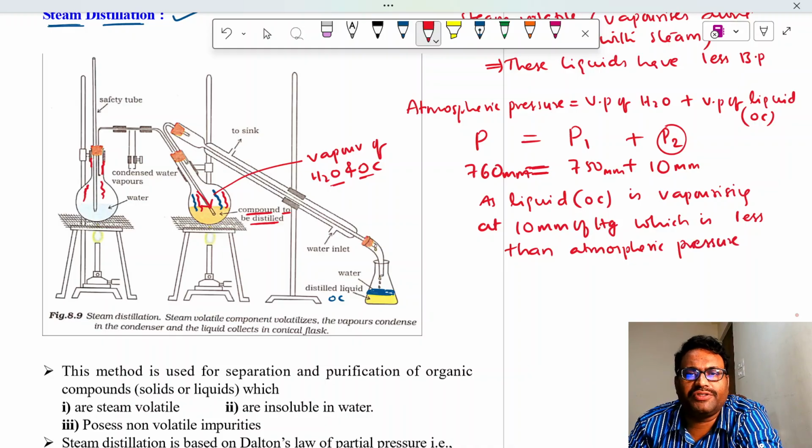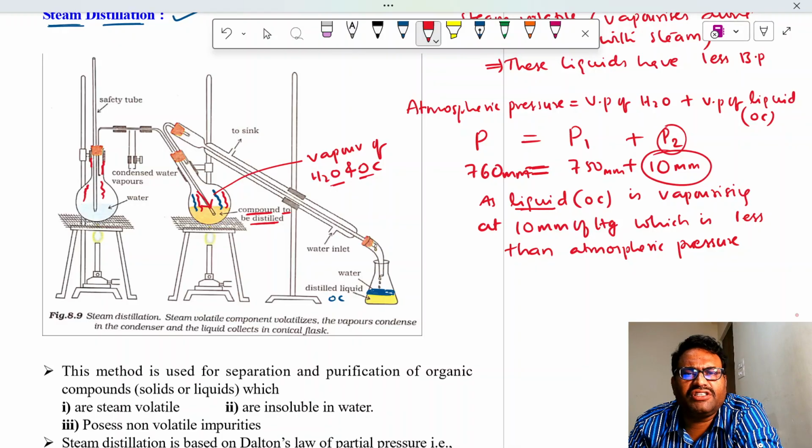It will not decompose, because already we have discussed that some organic compounds will decompose at their boiling point. Now this liquid, is it reaching its boiling point? No. If it has to reach its boiling point, its vapor pressure must be equal to 760. Just at 10 mm, it is vaporizing. It is vaporizing at a very low temperature.